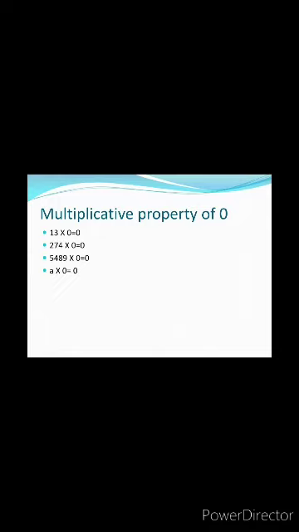Whatever number is multiplied by 0, the answer will be 0. It depends on you how many zeros you want to put. 13 multiplied by 0 will be 0. 274 multiplied by 0 will be 0. A multiplied by 0 will be 0.